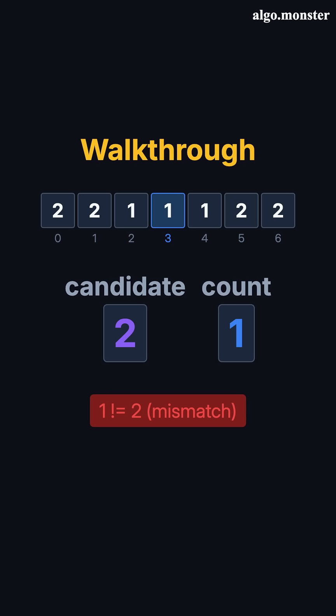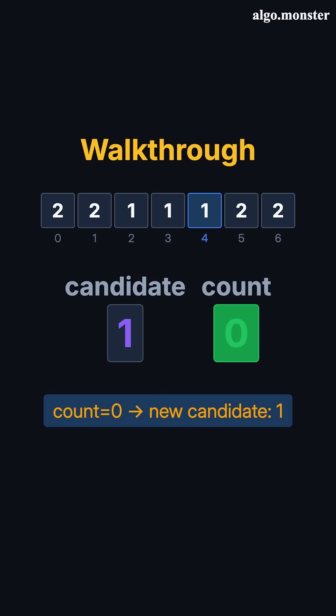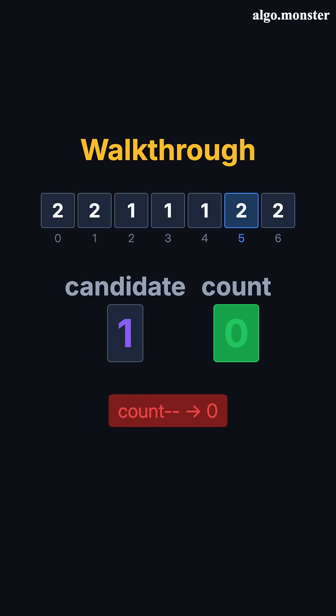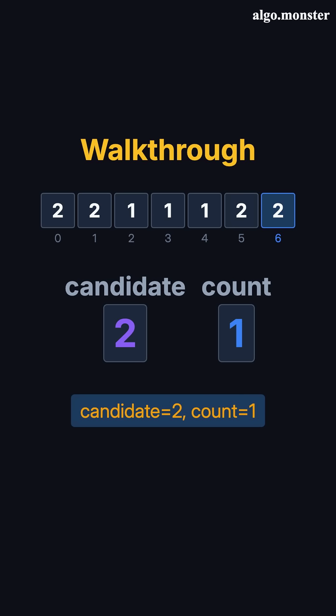Still differs from 2. Decrement count to 0. Now we see 1. Count is 0, so 1 becomes our new candidate. Set count to 1. Next is 2. 2 differs from 1. Decrement count to 0. Finally, we see 2. Count is 0, so 2 becomes our candidate. Count is 1. We're done.